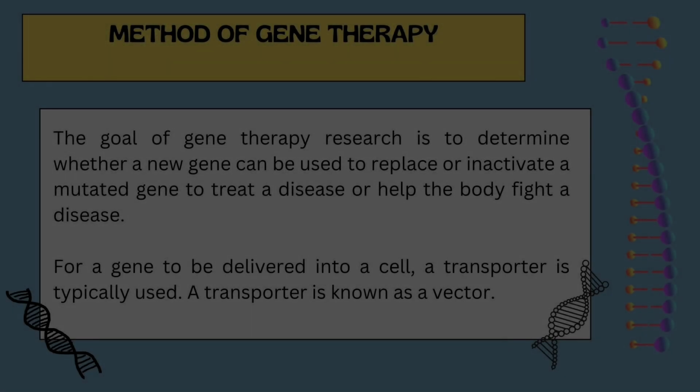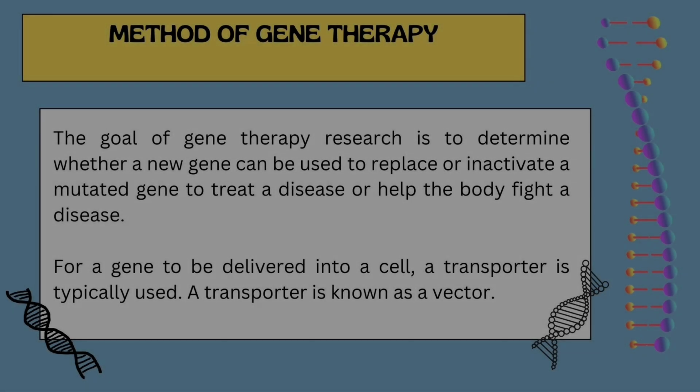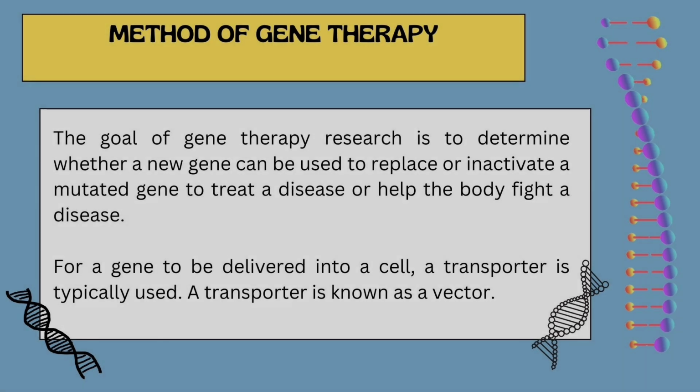Now, let us proceed to the methods of gene therapy. The goal of gene therapy research is to determine whether a new gene can be used to replace or inactivate a mutated gene to treat a disease or help the body fight a disease. Gene therapy aims to use a healthy gene to either replace a faulty gene causing a disease or to disable the faulty gene, thereby treating or improving the body's ability to combat the disease.